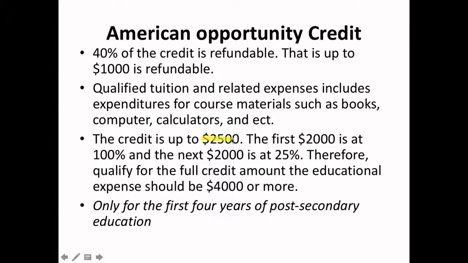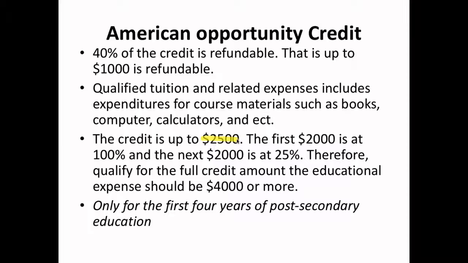$2,500. But as I told you earlier today, I want you to stop looking at credits as money that's coming my way all the time, because it doesn't work that way. All right, so $2,500, that's the total amount of credit that someone can receive because of the American Opportunity Credit. But only 40% of that is refundable.